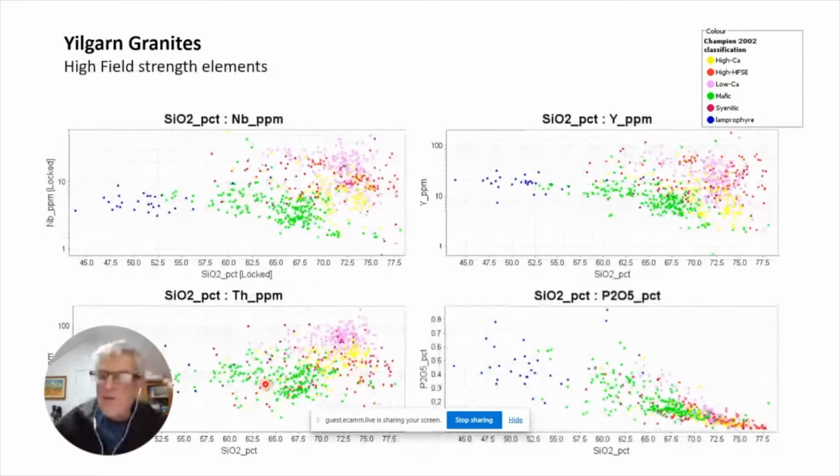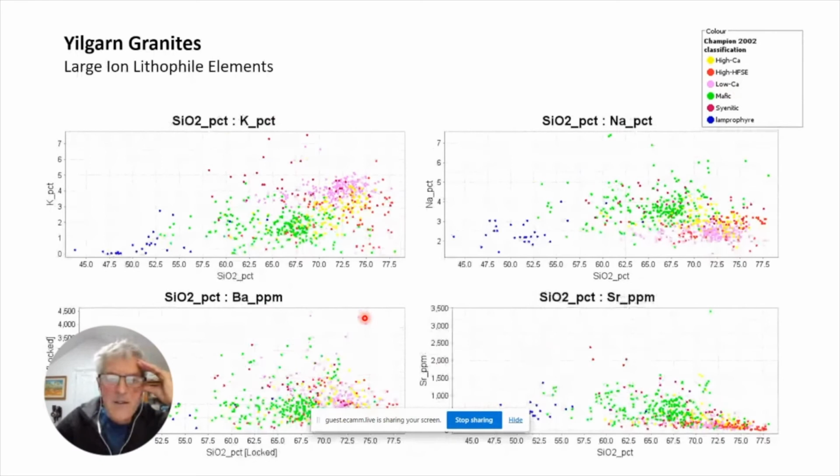I'll skip through these quickly because it's the same. In the high pressure magmas, you see that the niobium content goes down. That's titanite fractionation. And the yttrium content goes down. In the low pressure melts, the niobium and the yttrium are highly enriched, and thorium is highly enriched. Right, so we're comparing and contrasting compatible versus incompatible behavior of the high field strength elements due to titanite fractionation.